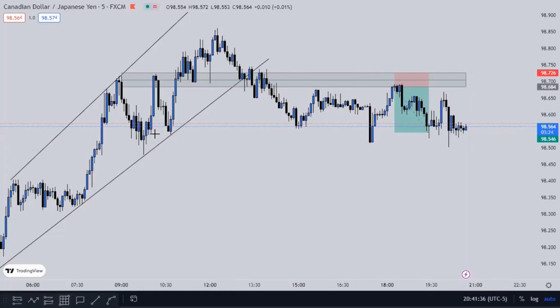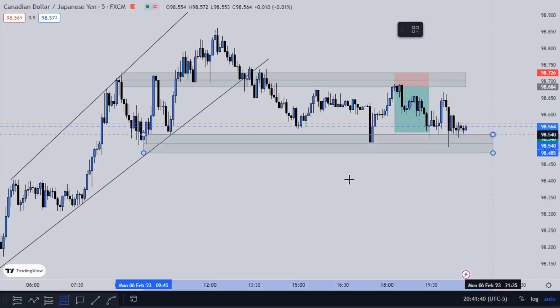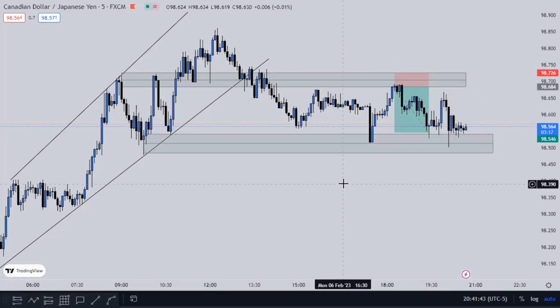I can see support here, but I'm not interested in buying here, because why? This is not a buying market. What I'm instead interested in seeing is that this level gets broken.